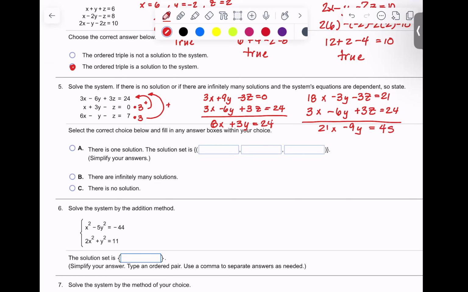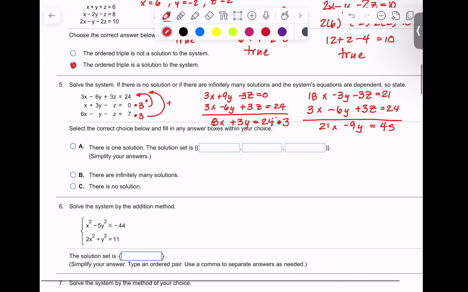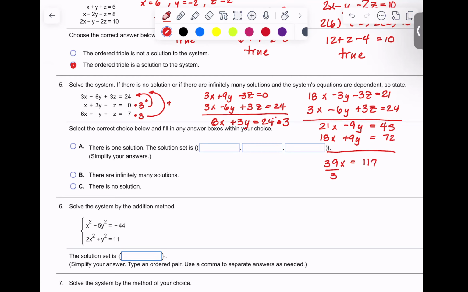Okay, so I'm going to multiply this equation here by 3, and I'm going to add it to that equation. 21x minus 9y is equal to 45. So I'm going to multiply that by 3, so I get 18x plus 9y is equal to 24 times 3 is 72. I'm going to add that up. I get 39x is equal to 117. Divide both sides by 39, and I get x is 3. All right, so now I have x.